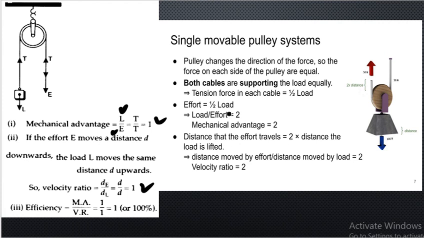But when you come to a movable one, the distance that the effort moves will be 2 times the load, so the velocity ratio will be 2. Okay, that is the main difference. In case of ideal pulleys, velocity ratio in case of movable it is 2, velocity ratio in case of fixed pulley will be 1 or 100%.